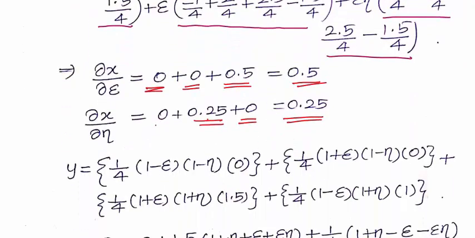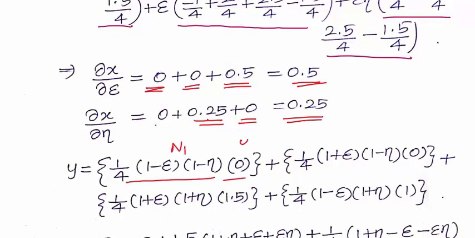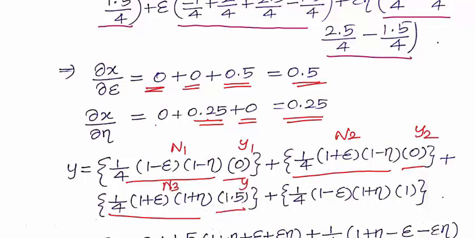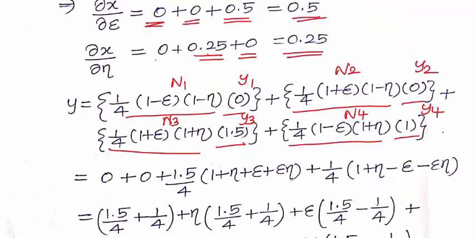Then considering the y coordinate position formula, this is n1 y1, this is n2 y2, this is n3 y3, and this is n4 y4. Okay. In the first term, y1 is 0, so n1 into y1 becomes completely 0. Similarly, in the second term, n2 into y2, y2 is 0, so the entire term will be 0.